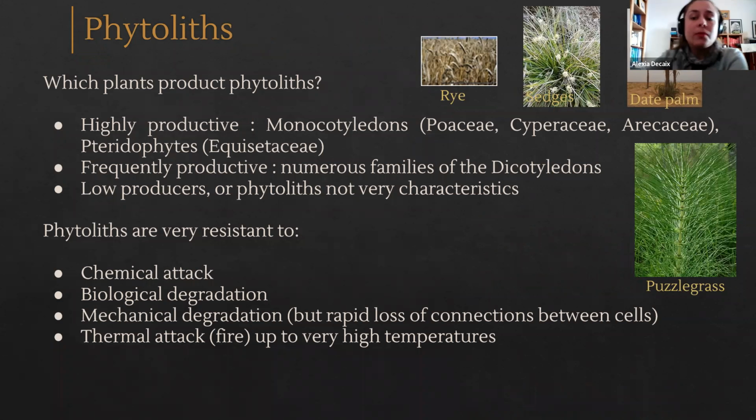A very small proportion of plants produces phytoliths. Plants in temperate environments generally produce relatively few phytoliths, while plants in tropical environments produce many more. And some plants are very productive, such as the monocotyledons, like the Poaceae, which is the family of cereals. We have here an example of rye. Also the Cyperaceae family, which are mainly herbaceous plants growing in wetlands, such as the sedges, or the Arecaceae family, the palm or date palm family.